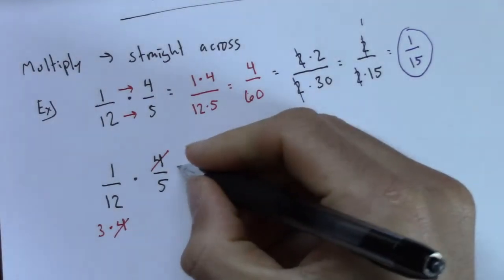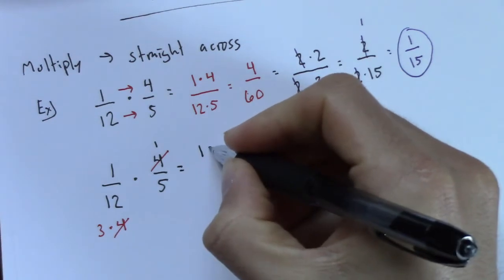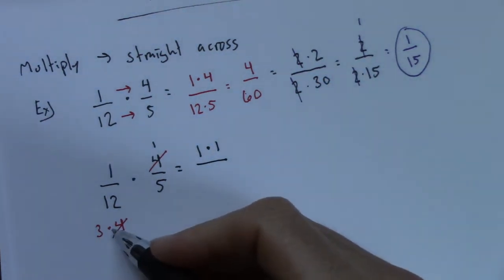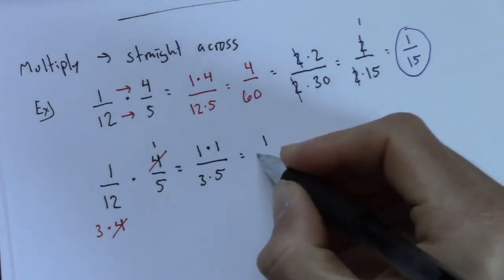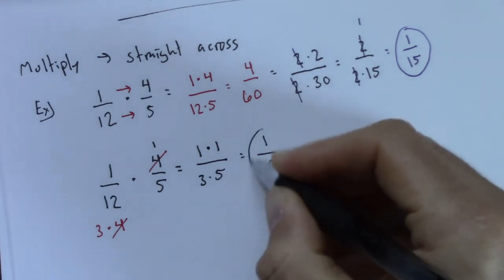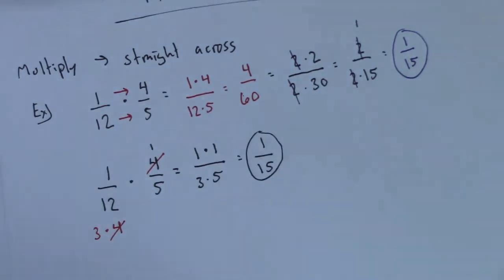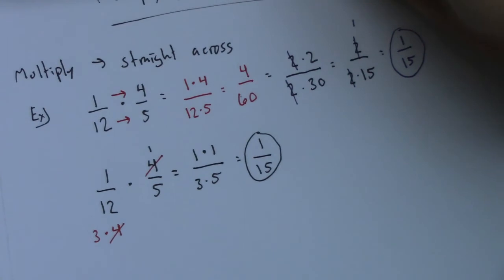And what I'm left with on top is 1 times 1. And what I'm left with on the bottom is 3 times 5. 1 times 1 is 1, 3 times 5 is 15. And we get the same answer. So I think a lot of you are probably going to be more comfortable canceling early, just because the numbers are smaller and it's already kind of broken up. But the choice is completely yours. Let's look at another one.